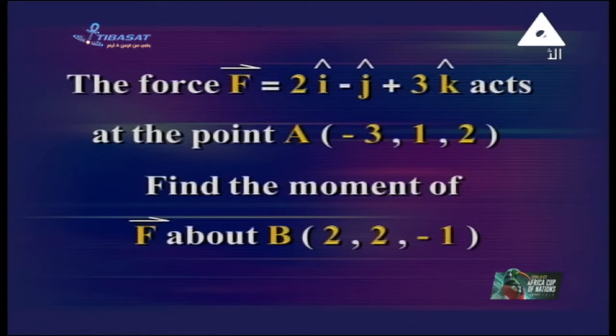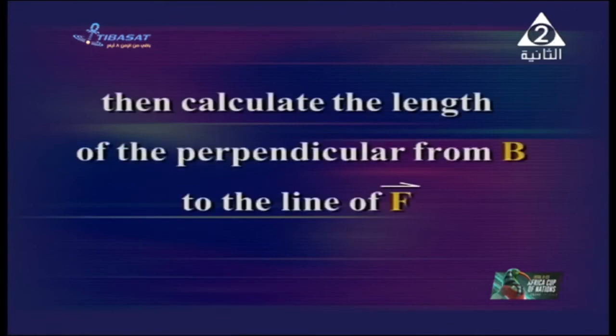Remember, my dear student, we have force F with 3 components, 2, negative 1, 3. And this force acts at a point A, negative 3, 1, 2. What is required? Find the moment of the force F about point B, 2, 2, negative 1. We must find R vector equals BA vector. Then calculate the length of the perpendicular from B to the line of the force F.